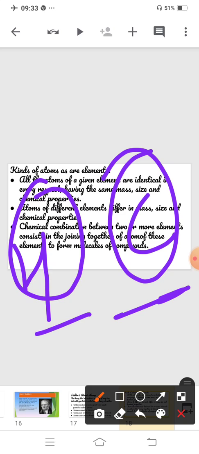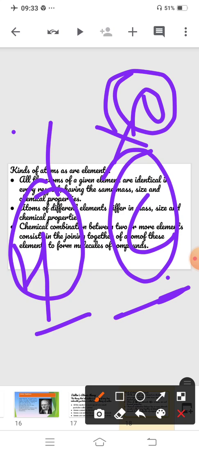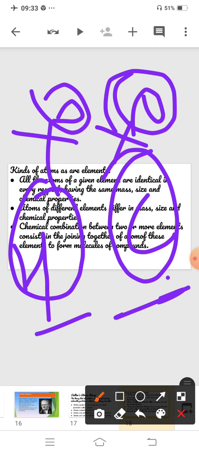That means if this reacts with some other element like oxygen and this also reacts with oxygen, they will react differently and they will produce a different product. Is this clear?